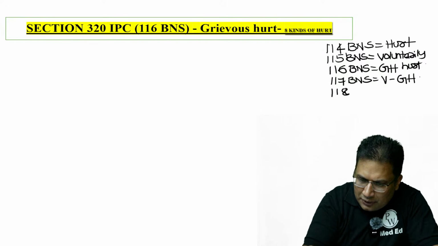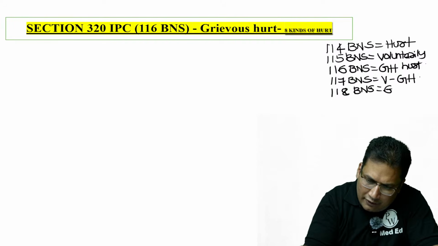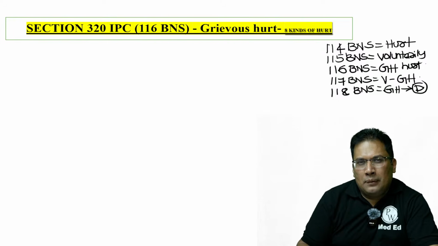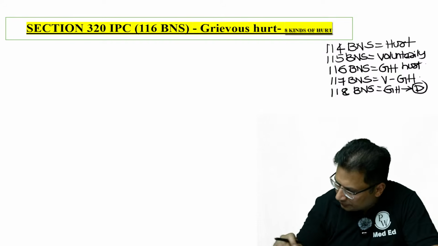118, the grievous hurt caused by dangerous weapon. So D for dangerous weapon. This is very, very important. Okay.